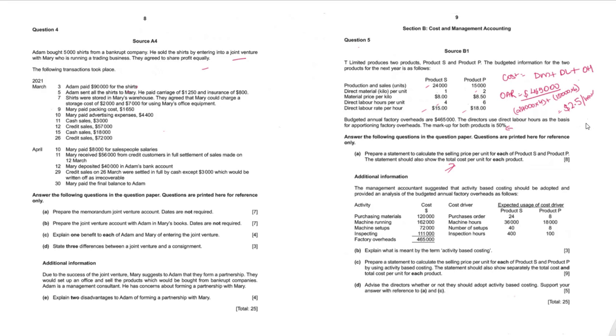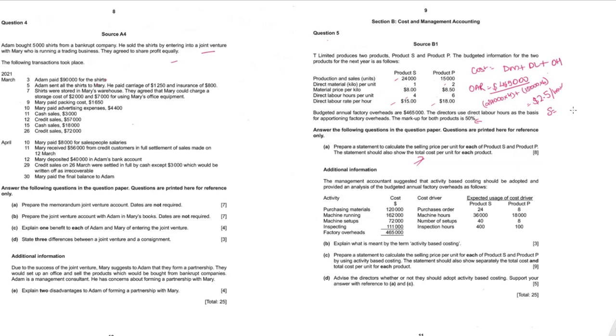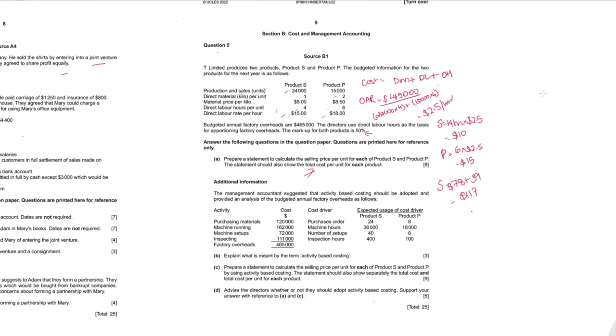Now for product S, you will have to calculate your overhead cost as 4 hours into $2.5, so $10 for product S. For product P, it will be 6 hours into $2.5, $15. So what will be the total cost for product S? It will be $8 material, $60 of labor, and $10 of overhead. So $78 total, plus on this profit element, you'll have to add 50%, which is $39. So your total selling price will be $117, and in the same way you'll also have to show for P. You could present it in the form of a statement, S and P, showing all the items. It'll save time and it looks better when it comes to presentation.